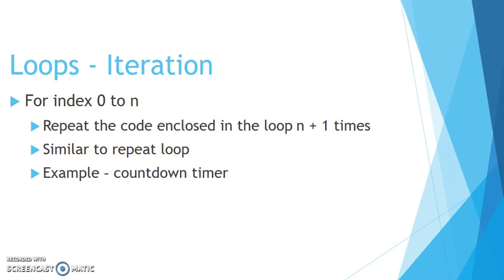An example here again might be the countdown timer, and actually the for loop is really useful if you're cycling through all the values within an array. You can just use the index. So for index 0 to the length of the array, or the length of the array minus 1, it will just loop through the array all those number of times.